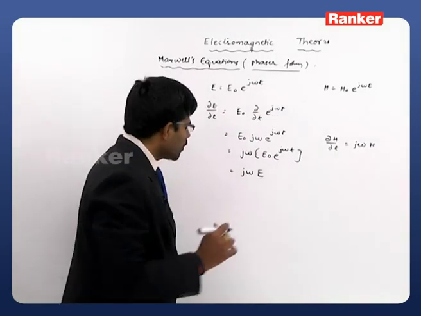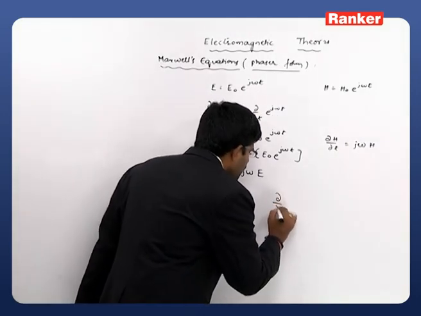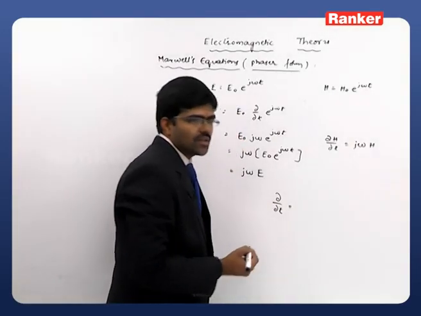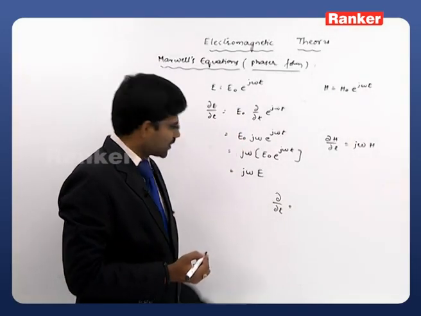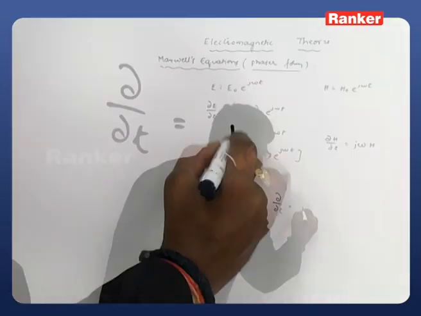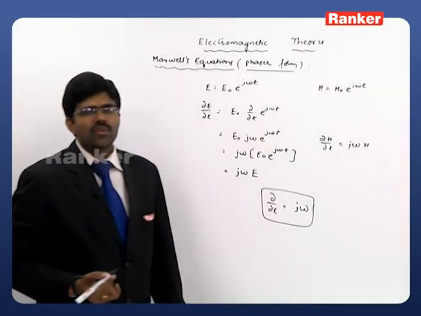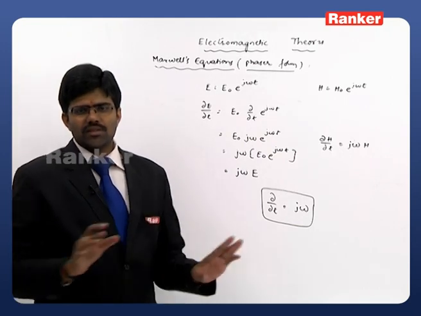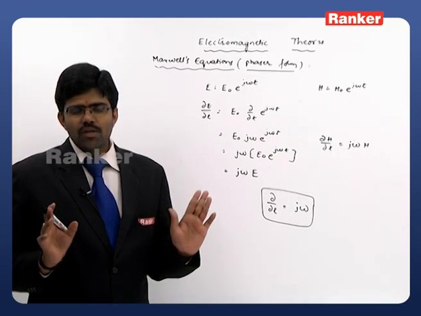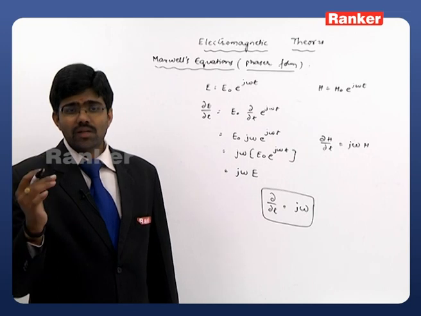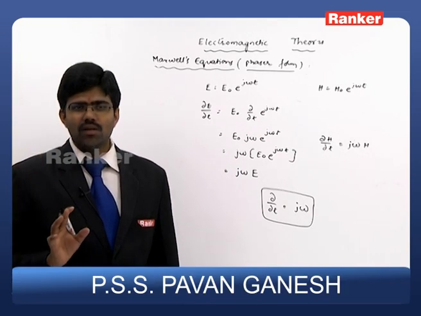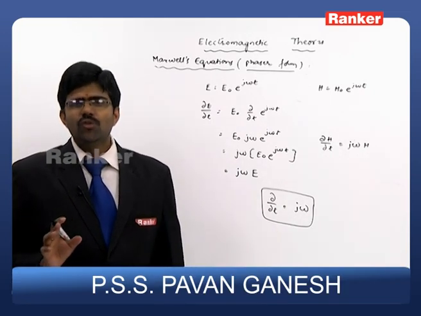So from the observation, what we can say is that the differential operator dou by dou t can be replaced with j omega to convert any equations into the phasor form. So nothing more than this except this simple change. Whenever you find dou by dou t, replace that with j omega, then all the equations will be converted into the phasor notation.